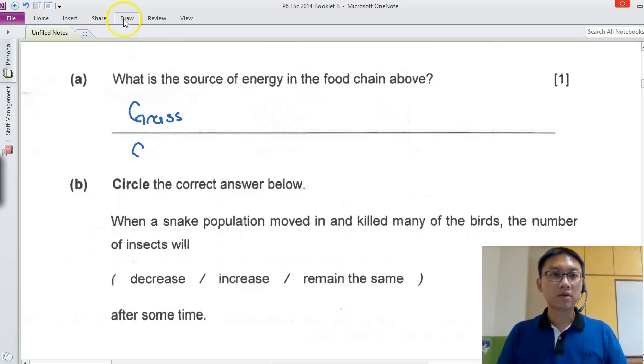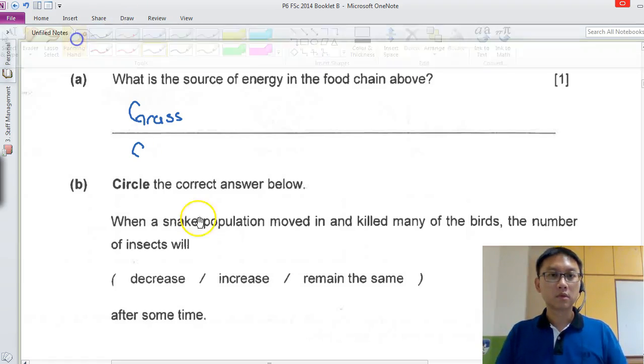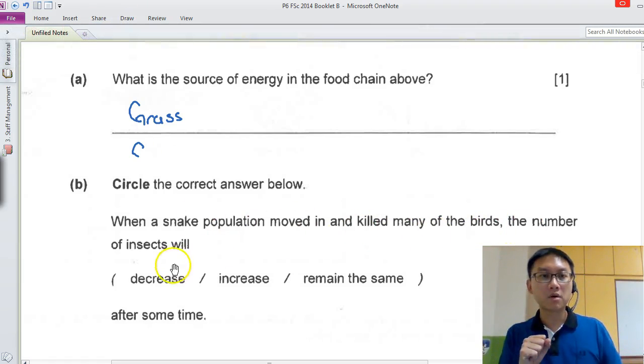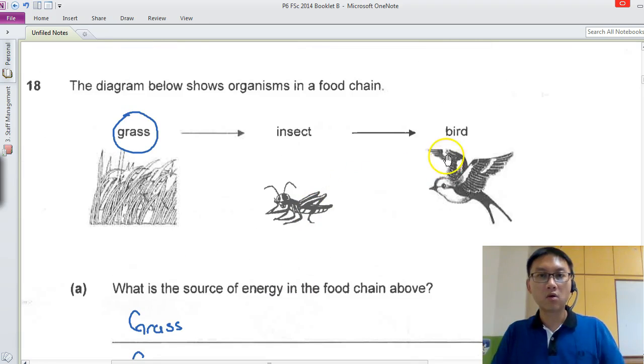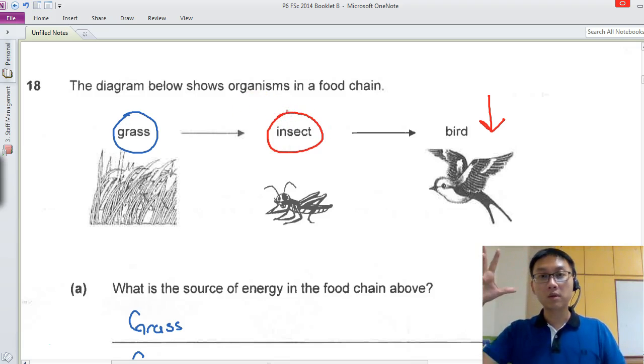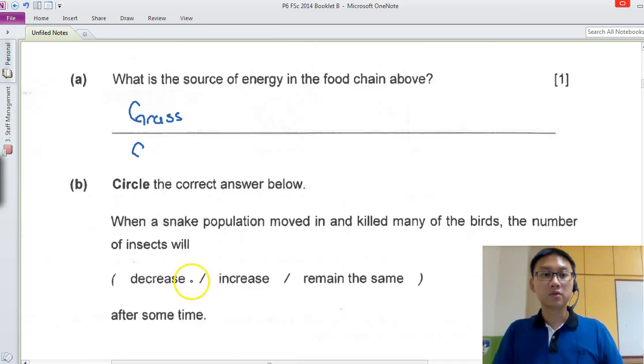So you're supposed to circle the correct answer. When the snake population moved in and killed many of the birds, the number of insects will... Okay, so I've got a snake population moving in and killing all the birds. So if all my birds drop, no more birds, how would that impact your insects? If all the predators are gone, the insects will be very happy and they will start to increase because no one is eating the insects. So the answer is increase.